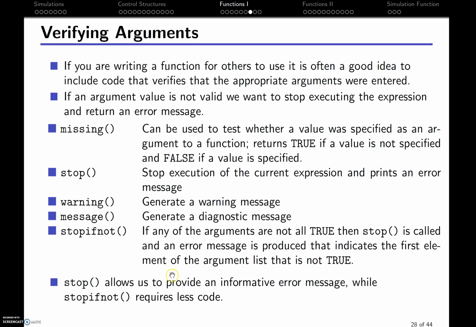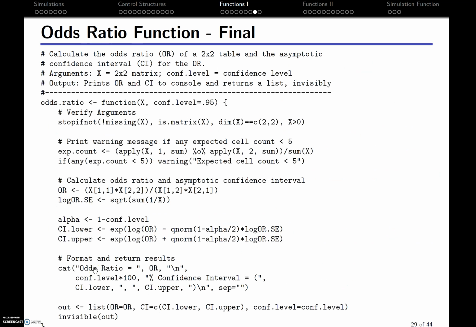stopifnot: if not all the elements are true, then stop is going to be called, and an error message is going to indicate that something is wrong. So this is just a way to use the stop command, but use it conditionally. Okay, so stop will allow us to provide some sort of error message that would inform the user about what went wrong. And similarly, stopifnot does too. It just is a little more efficient coding-wise.